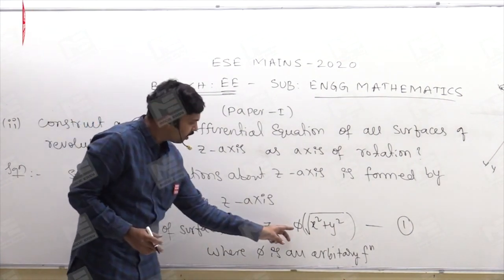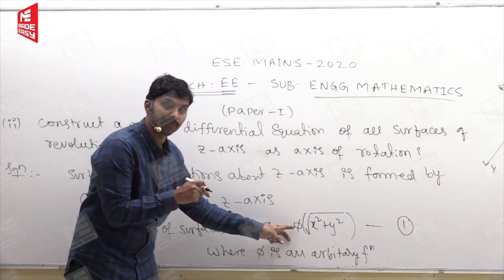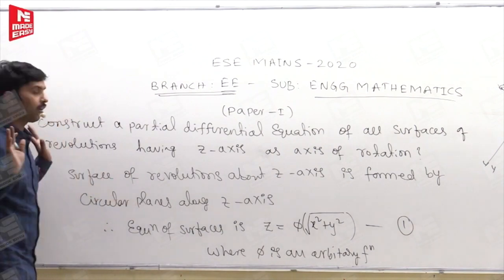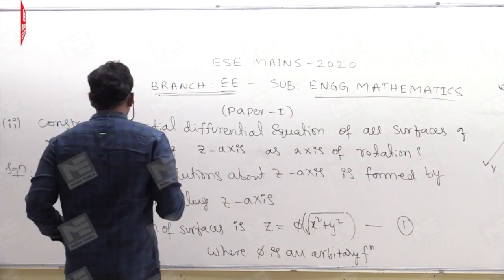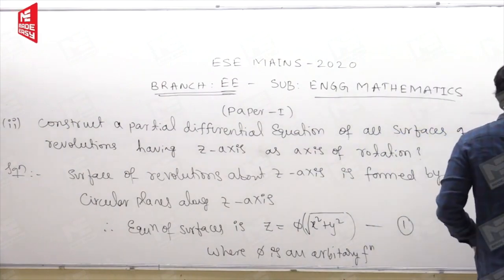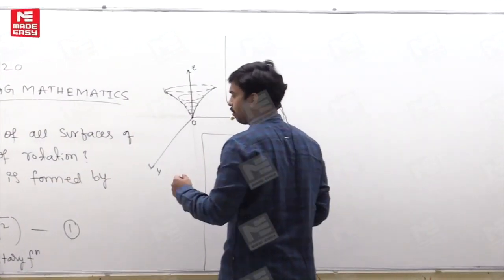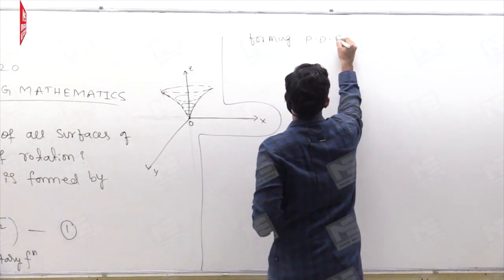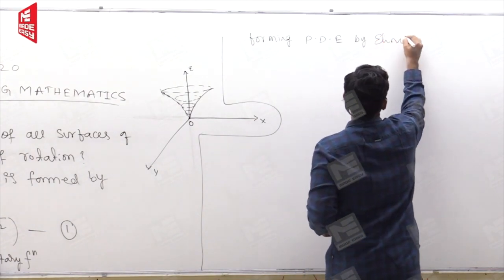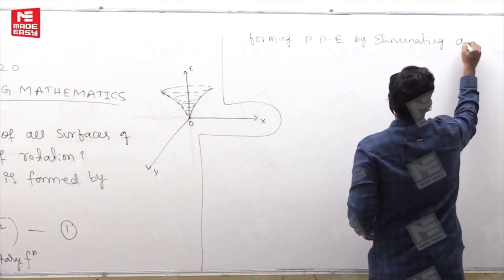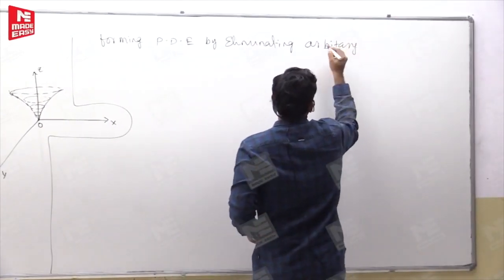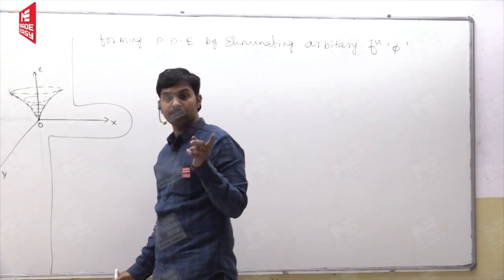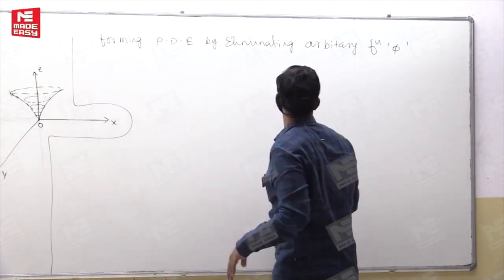Now, if you eliminate this arbitrary function from the equation of the surface and form the differential equation, then this is done. Now, let's see how I can find the partial differential equation by eliminating. I am writing here very clearly: forming the partial differential equation by eliminating the arbitrary function phi from equation 1.